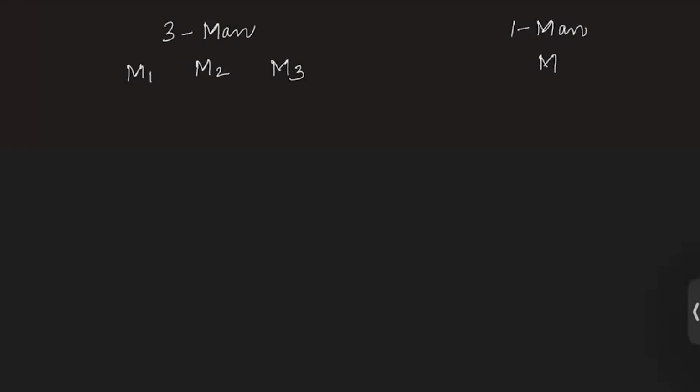It is given that M1 makes the correct decision with probability P, M2 makes the correct decision with probability P, and M3 makes the decision by tossing a coin. So, the probability of making a correct decision is half. M makes the correct decision with probability P. Now, how will the three-man jury make the correct decision? There are four cases.